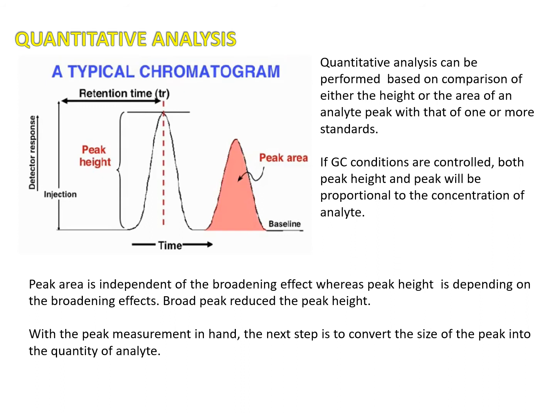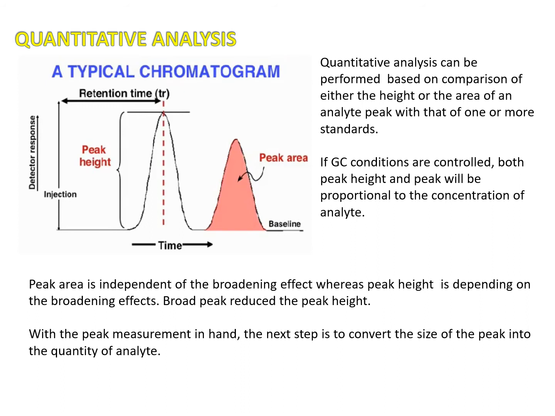The peak area is actually independent of the broadening effect, whereas the peak height depends on the broadening effects. A broad peak reduces the peak height. So with the peak measurements in hand, the next step, we can convert the size of the peak, the peak area, into quantitative measurements of the analyte. Basically here, class, the recommended way of interpreting the chromatogram is actually peak area.